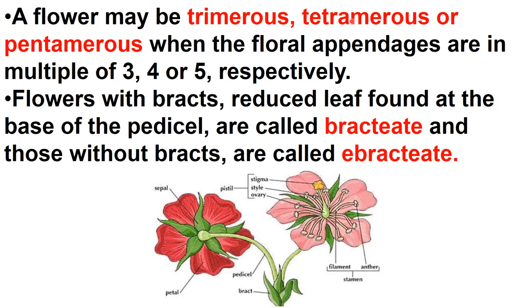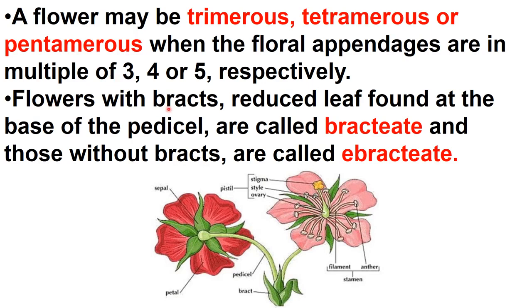Tetramerous means the petals number is 4 or multiple of 4, that flower will be called tetramerous, like 4, 8, 12. Okay, so such flowers will be called tetramerous flower. And pentamerous flowers means the petals are 5, 10, 15, so such flowers will be called pentamerous flower, right?